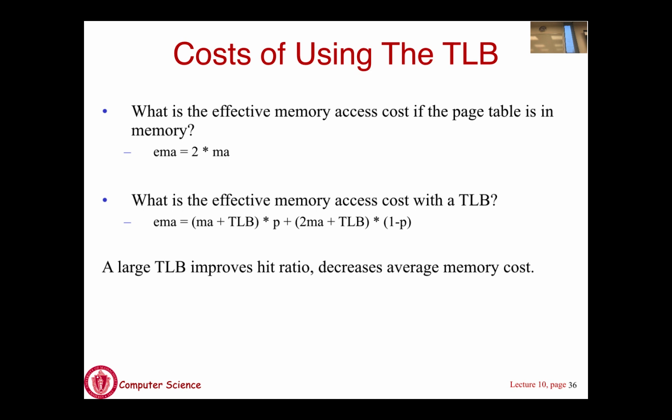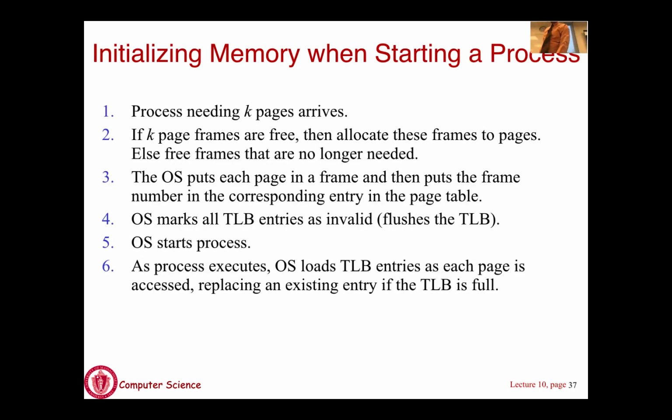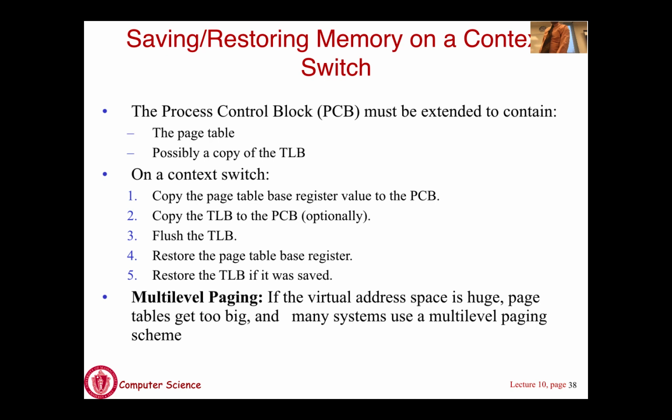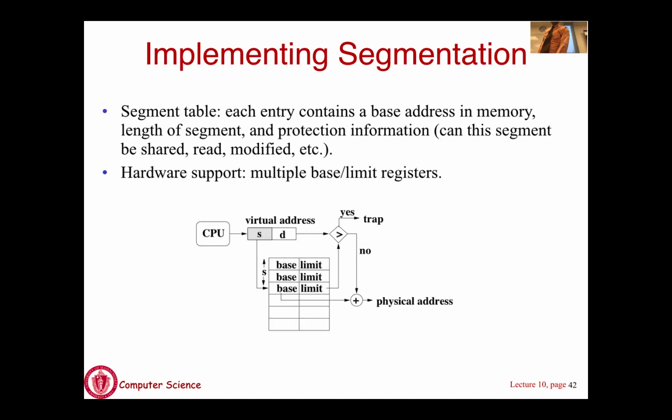Whenever you have a TLB miss, which has probability 1 minus P, you are going to get TLB plus 2 MA. You go to the TLB, see it's a miss, go to the page table, then go to RAM and access memory. That's the kind of analysis that shows you, if P is high, this expression will be close to the first quantity, which is much better than twice MA. That makes it more efficient. All right. Next up, I'm going to skip that you have to save the TLB and all of that on context switches, and talk about segmentation.